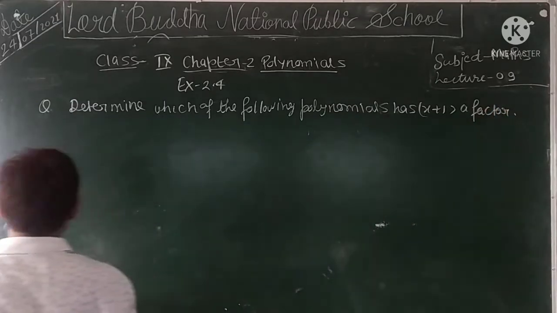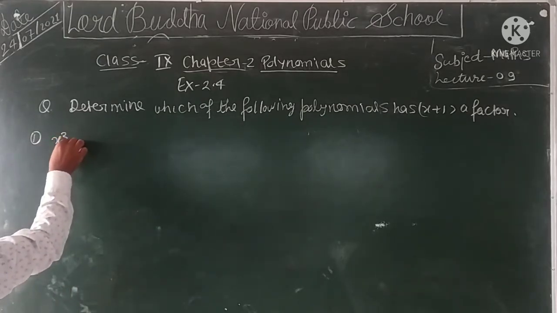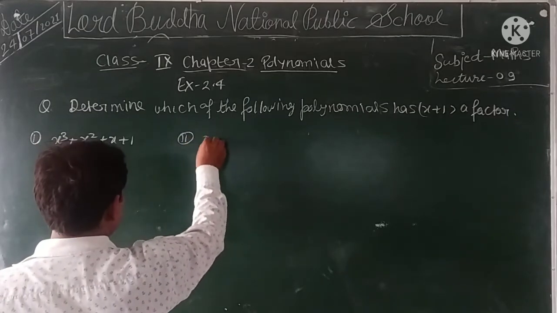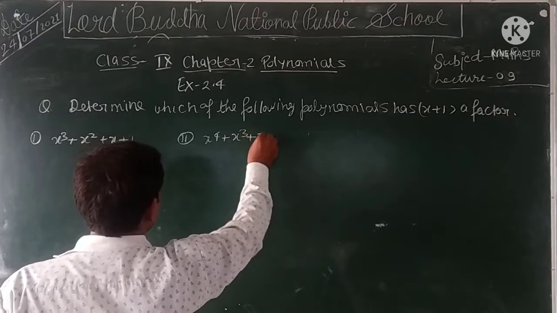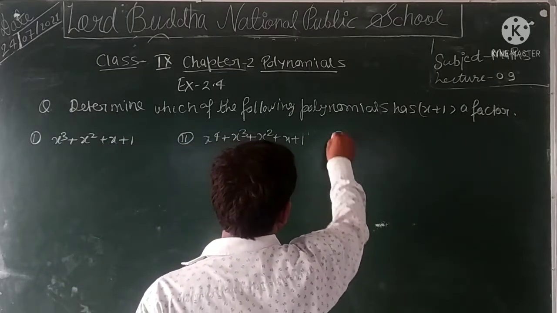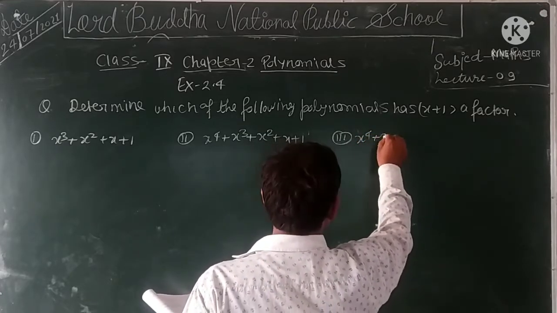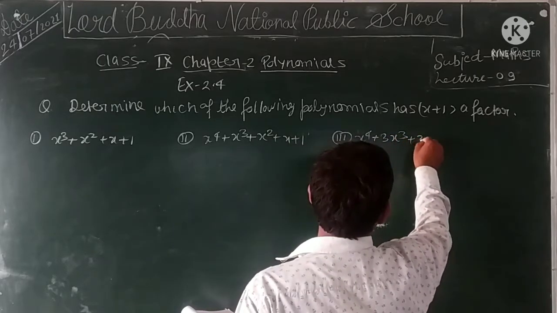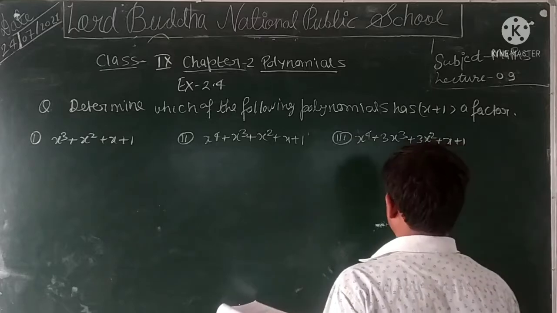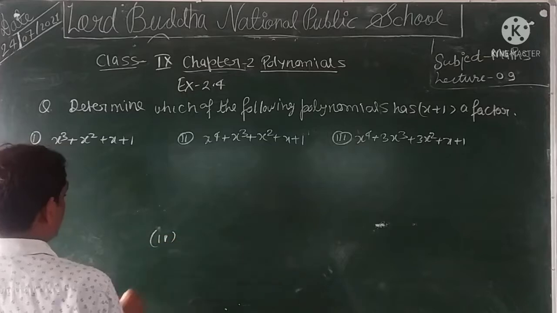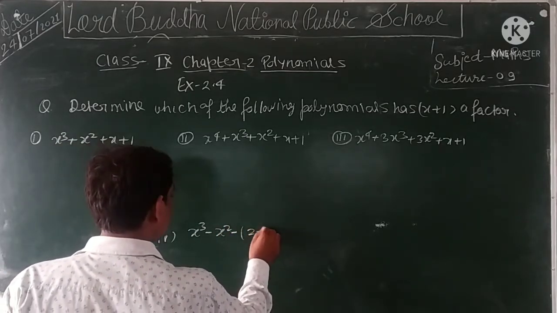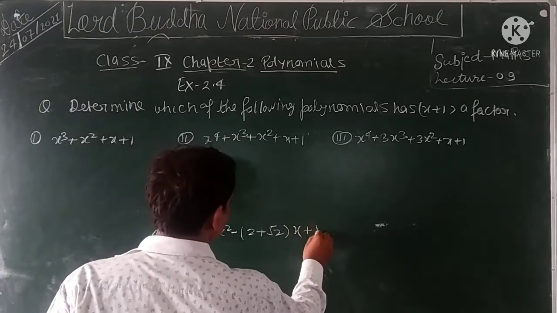The first part is x cube plus x square plus x plus 1. The second part is x power 4 plus x cube plus x square plus x plus 1, and the third part is x power 4 plus 3x cube plus 3x square plus x plus 1, and the fourth part is x cube minus x square minus (2 plus root 2) x plus root 2.